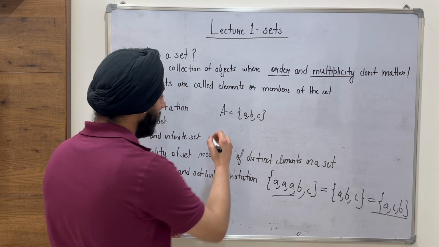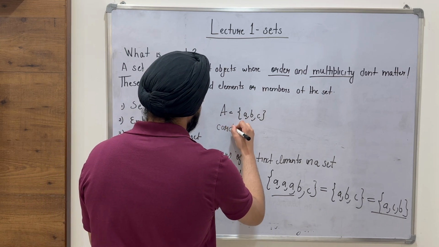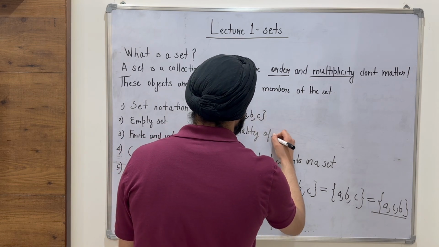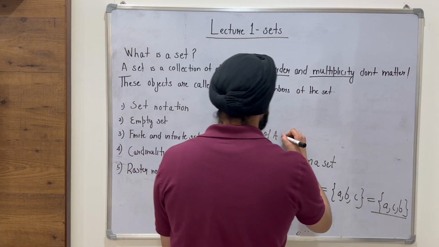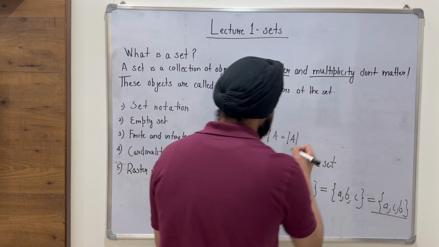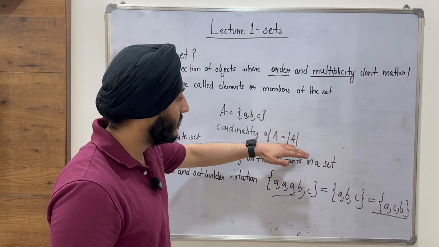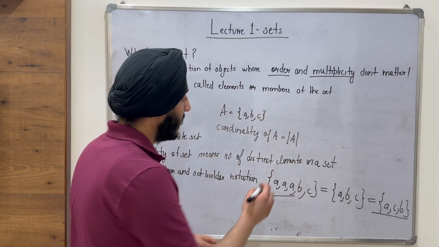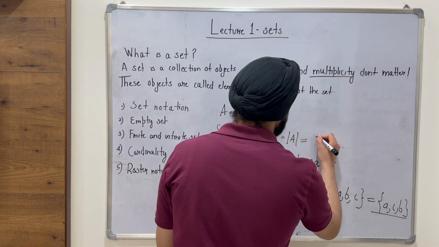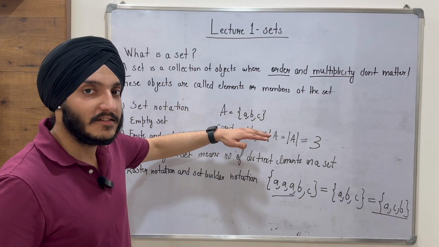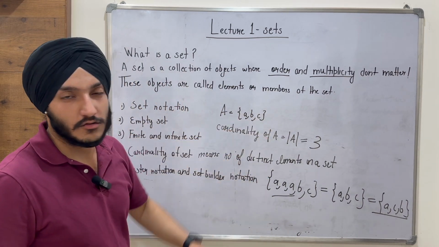The cardinality of A, which we represent with this symbol, basically 2 lines on either side and the name of the set in the middle, would simply be 3. Why? Because we have 3 distinct elements inside this set, which are A, B, and C. So I hope you understand it.